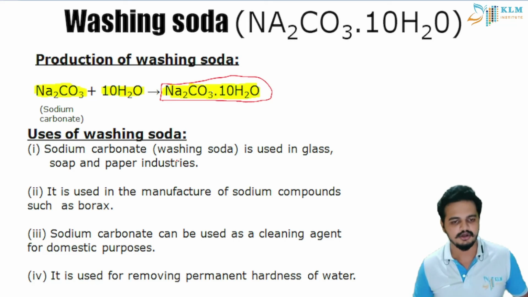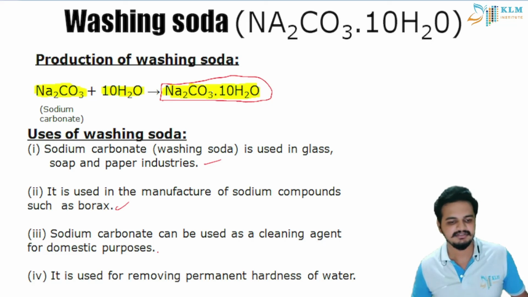Sodium carbonate or washing soda is used in glass, soap and paper industries. It is used in the manufacture of borax. Sodium carbonate can be used as a cleaning agent for domestic purposes, and it is also used for removing permanent hardness of water.